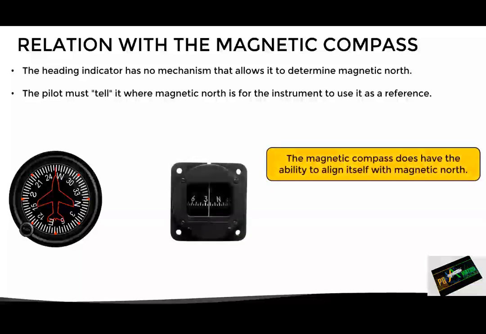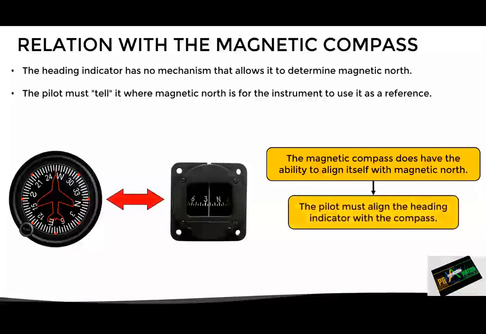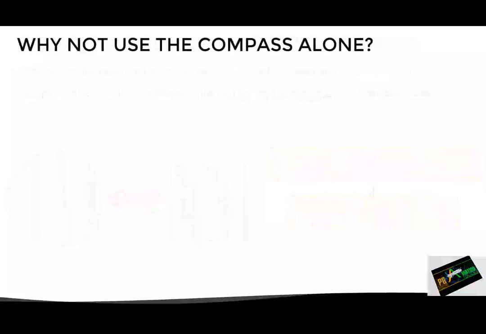To do this, the pilot uses the magnetic compass, since it does have the ability to align itself with magnetic north. Then, the pilot must align the heading indicator using the magnetic compass indication. At this point we might think, if we need to constantly align the heading indicator with the compass, why not use the magnetic compass alone?